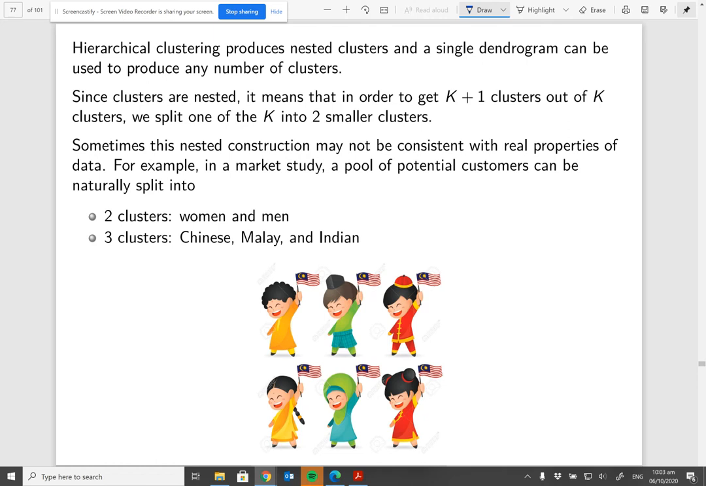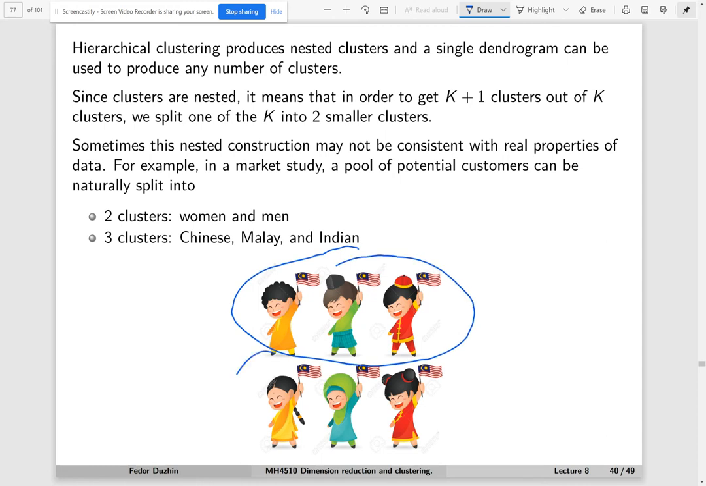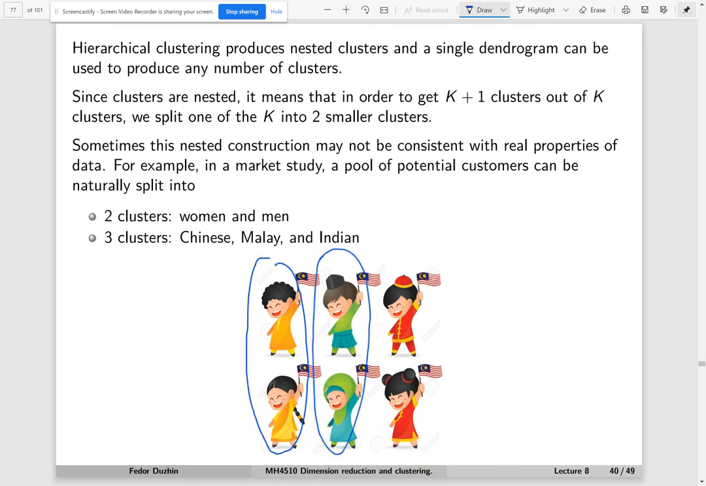Imagine that we have some market study, and we survey a pool of potential customers. If we group them according to their preferences, then maybe there could be some natural way to cluster them into 2 clusters. And it turns out to be women and men. So this is like two clusters. But if we wanted to go deeper and get 3 clusters, then instead the 3 clusters would be Chinese, Malay, and Indian.